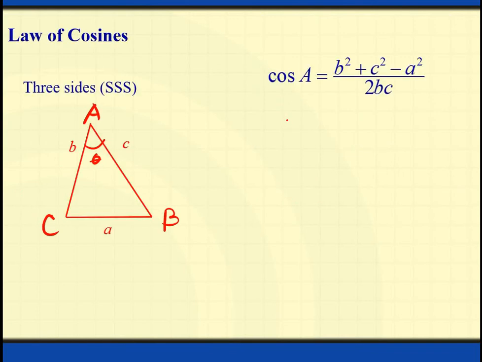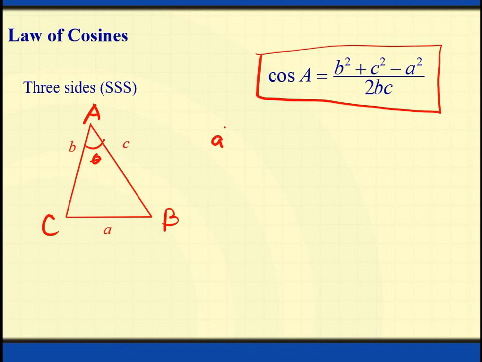For example, in here, cosine A is equal to B squared plus C squared minus A squared over 2BC. Let's see how this was derived from the original equation. First, A squared is equal to B squared plus C squared minus 2BC cosine A. This was our original formula that I discussed a while ago. So, how are we going to solve for cosine A? How are we going to solve for the angle?